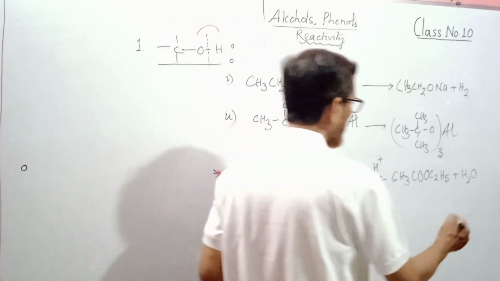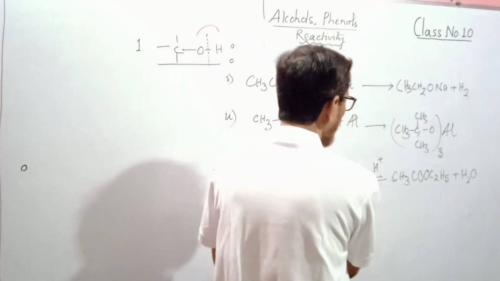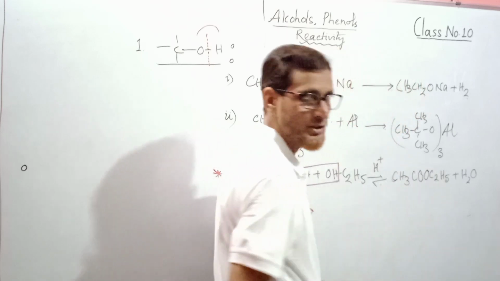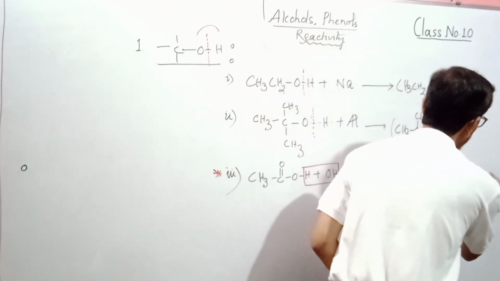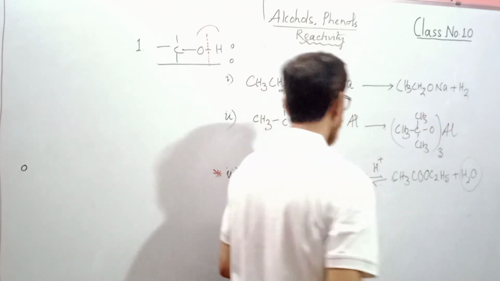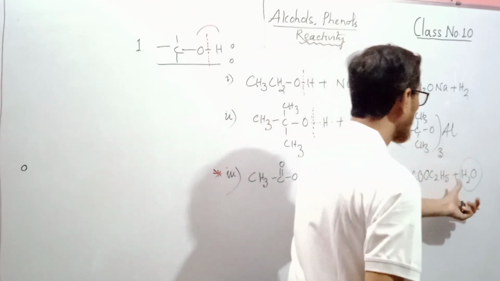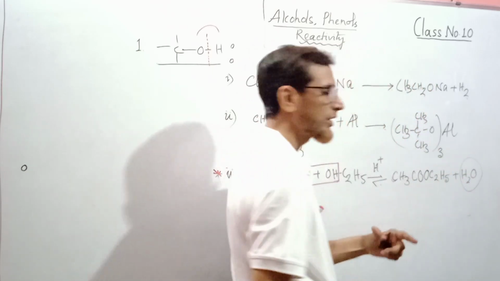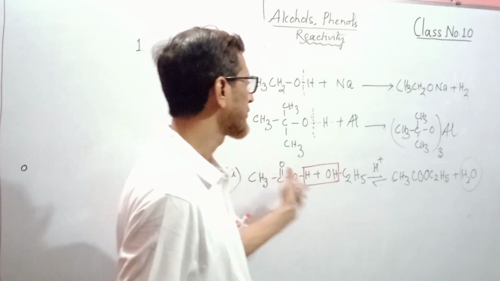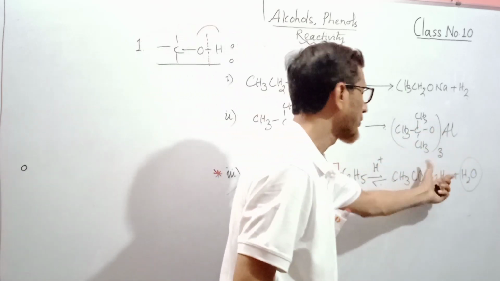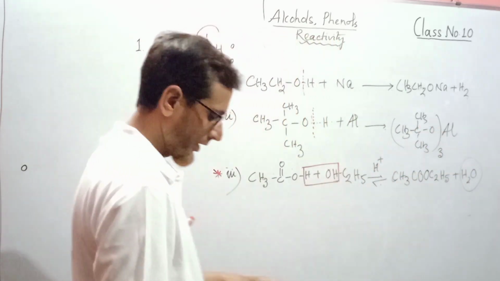So one thing happens here: if you want to get the maximum yield of ester, we require to remove water more and more. As soon as we remove water in the formation of ester, the equilibrium will shift towards the right and more and more ester will form.